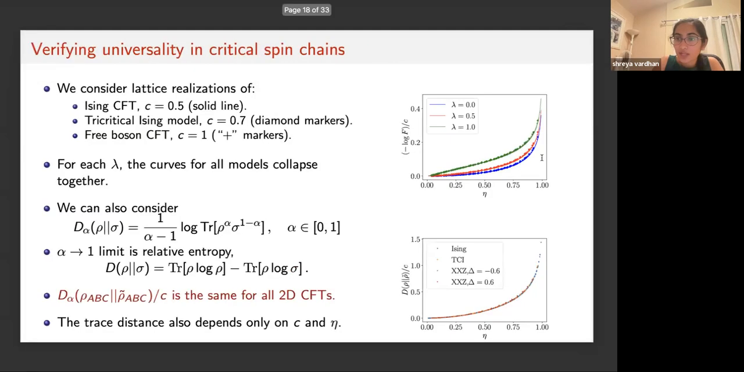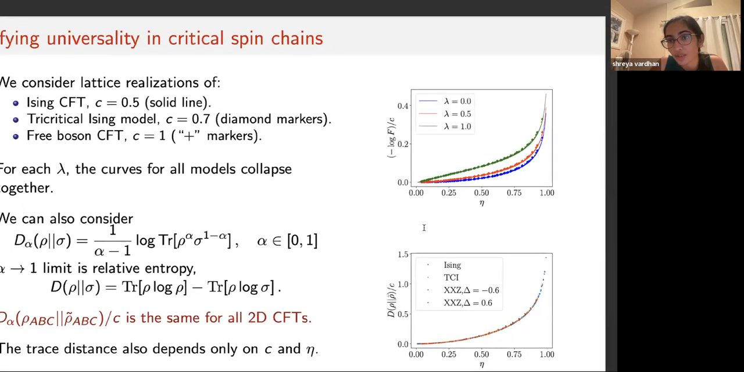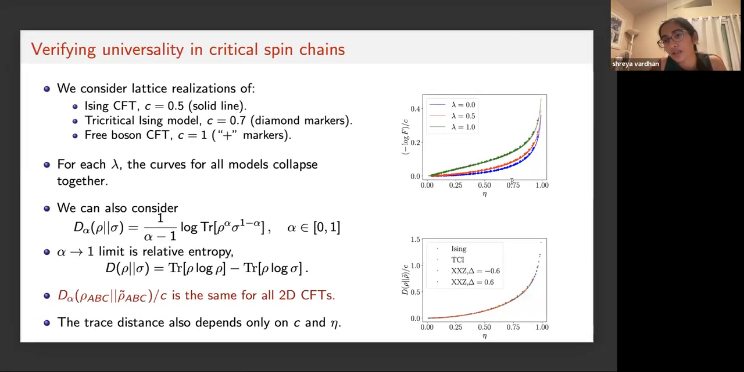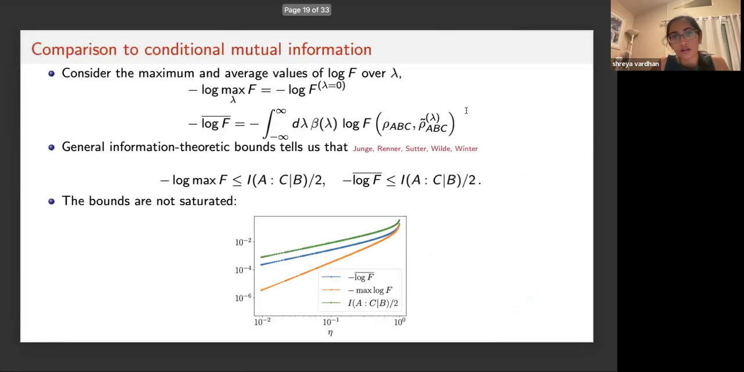Now that we have this expression, we can compare it to the lower bound from the conditional mutual information. In particular, one of the bounds was in terms of the maximum over lambda, which we can see here. The maximum fidelity is just the minimum of minus log f, so it's this lambda equal to 0 value. The other expression for which we have a lower bound is a certain kind of average of minus log of the fidelity. I haven't written down this probability distribution explicitly, but it involves some 1 over 1 plus cosh of lambda or something like this. Anyway, it's just some average.